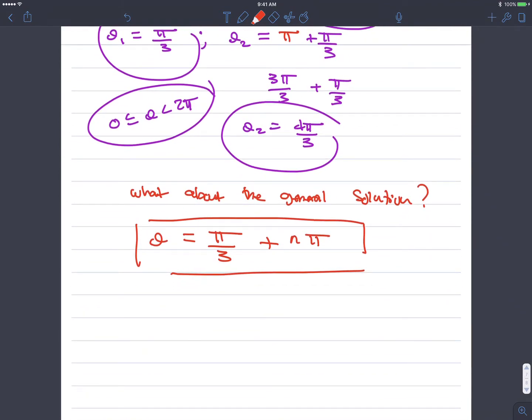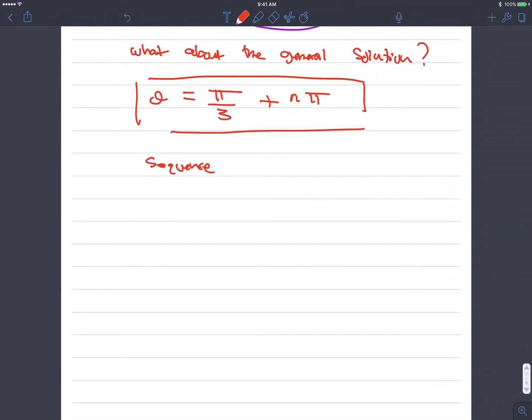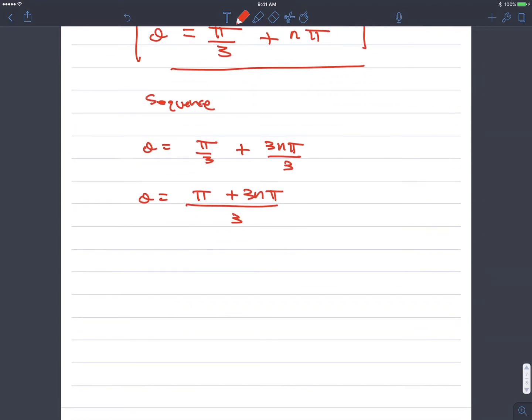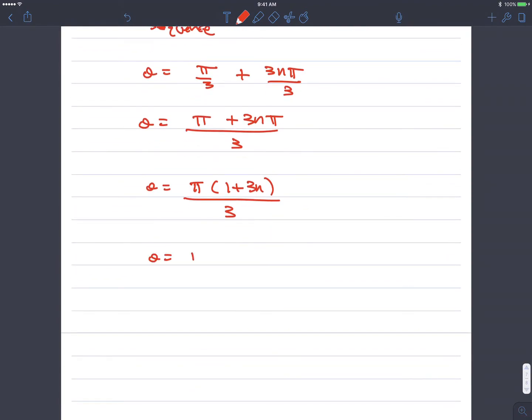Now, let's look at the sequence. You guys want to consider the sequence? What do I mean by that? Let's do some algebra. You may see pi over 3 plus n pi. Multiply the top and bottom by 3 so we can add our fractions. So it would be pi plus 3n pi, everything over 3. Factor out our what? Pi. We get 1 plus 3n over 3. And algebraically, you get pi over 3 times 1 plus 3n.